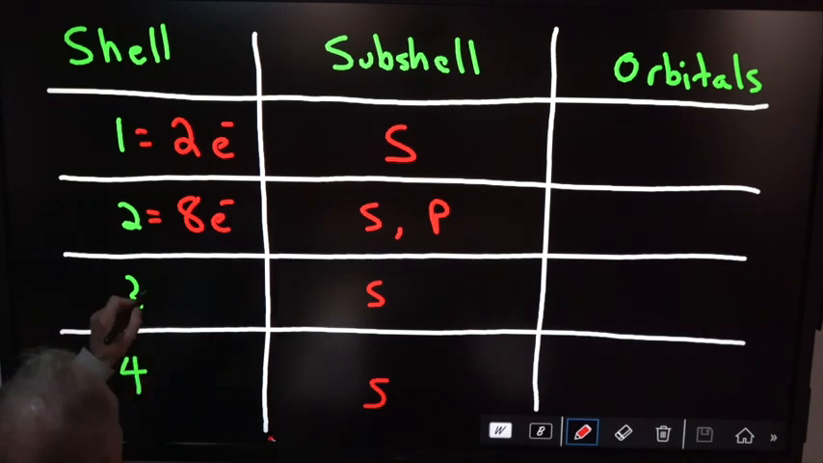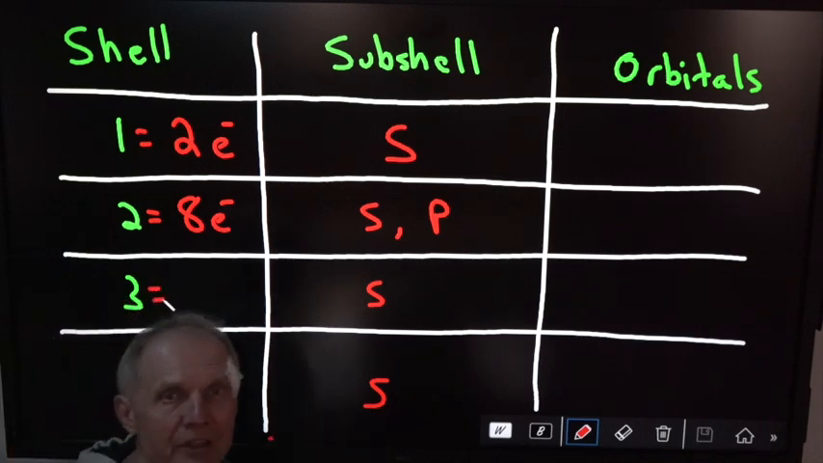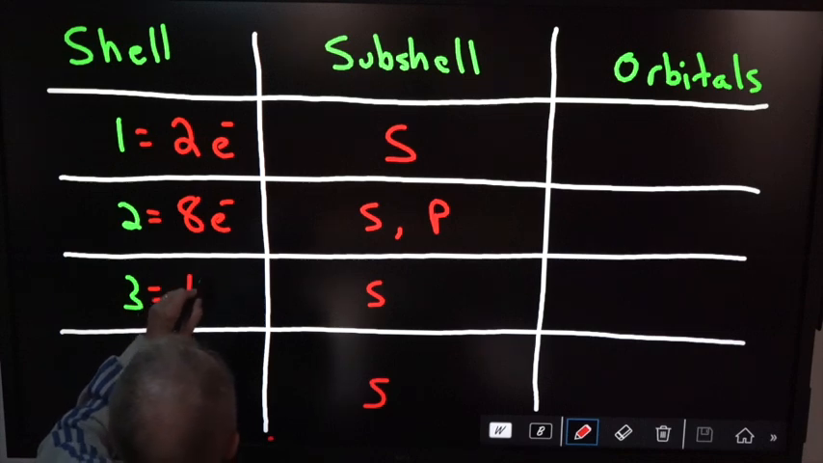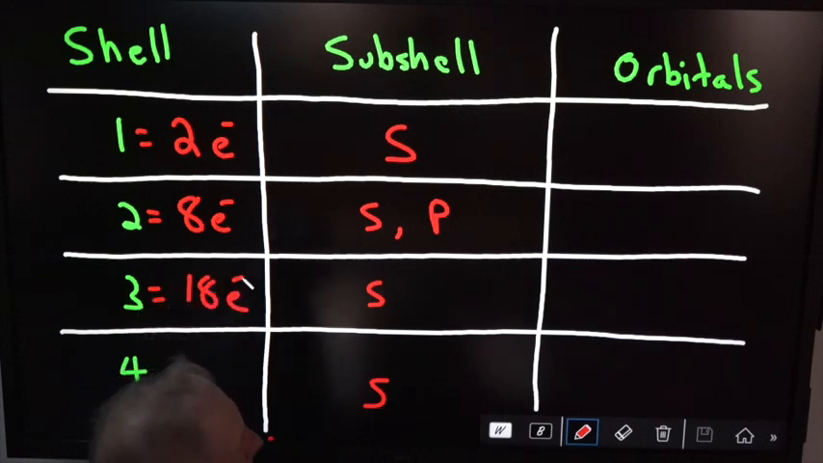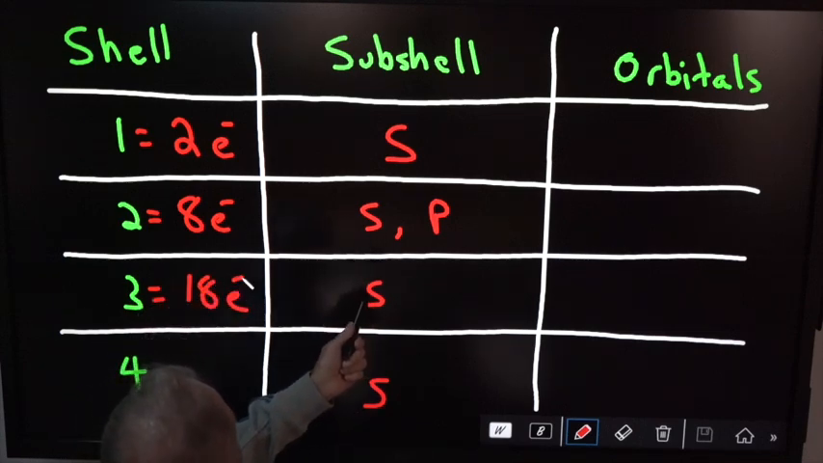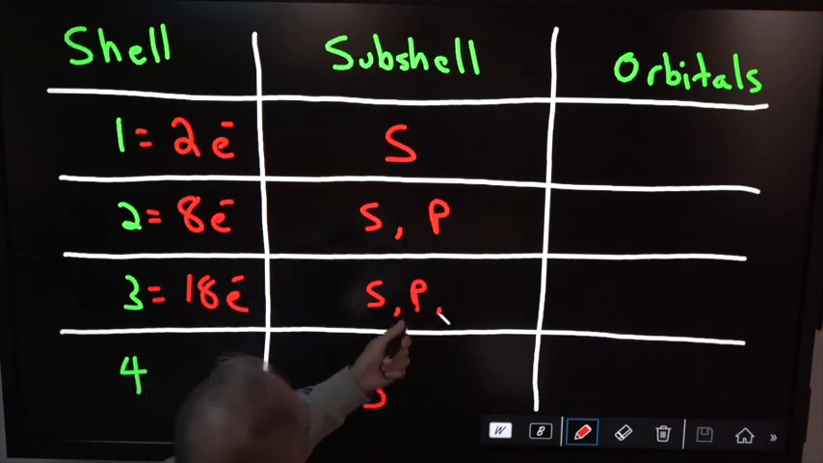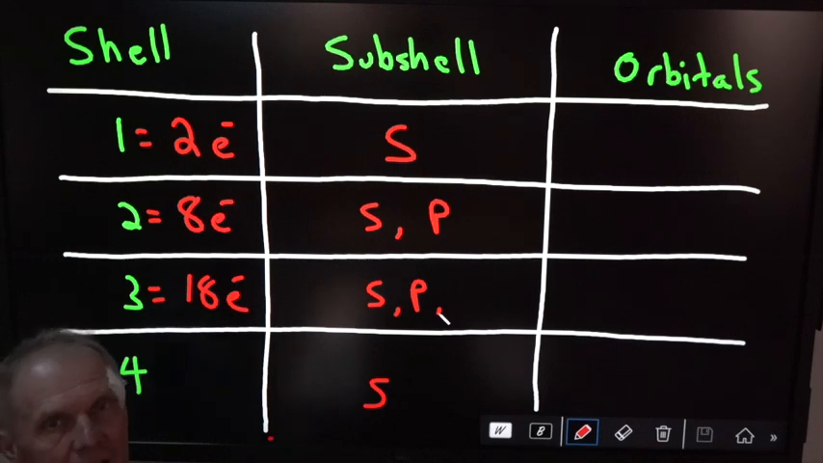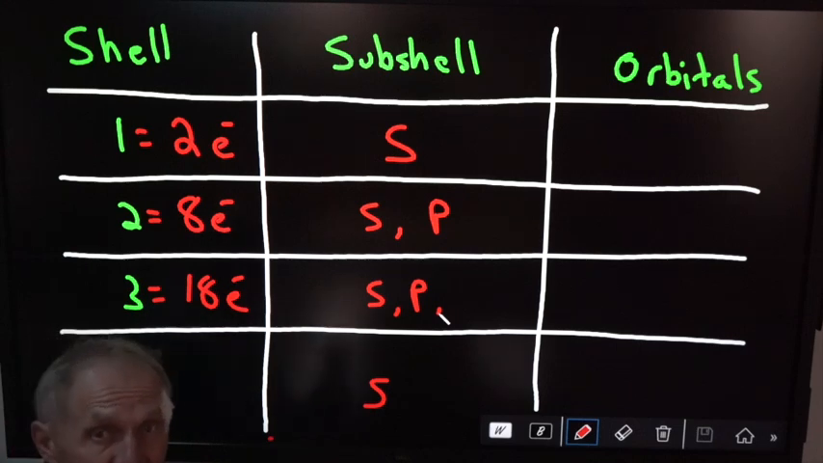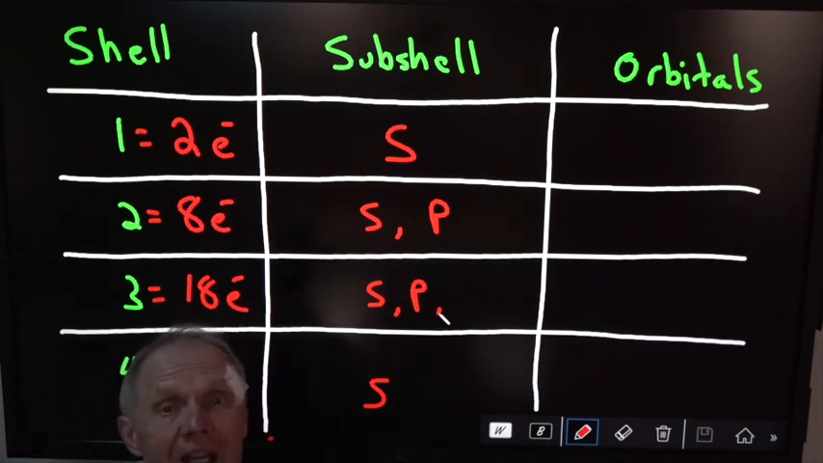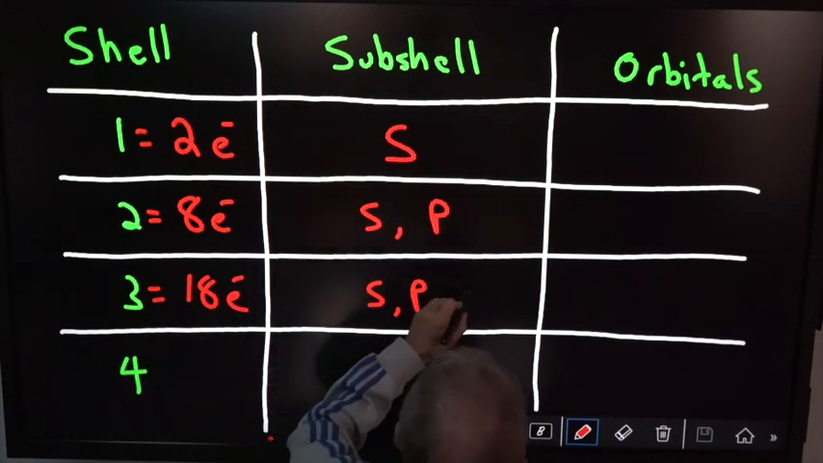Now, third shell. Third shell has a max of 18 electrons. Cool part. S takes up 2 of those. P takes up 6. That's 8 of those electrons gone. So I have 10 left, and that's exactly how many a D subshell can fit. SPD.